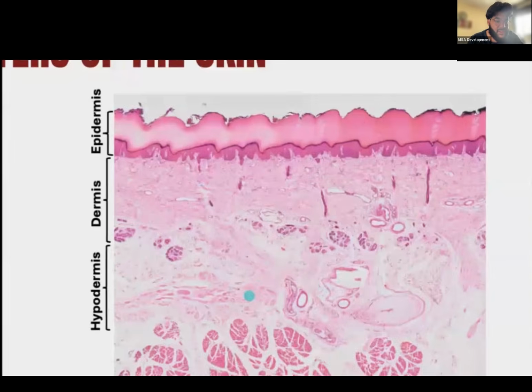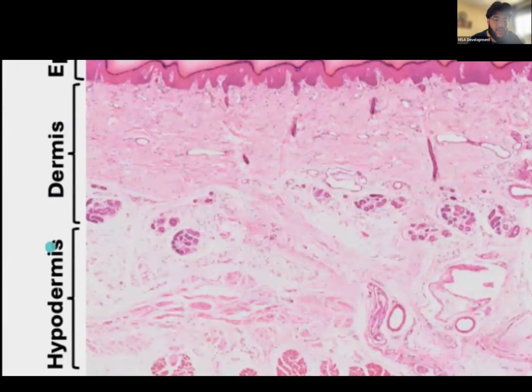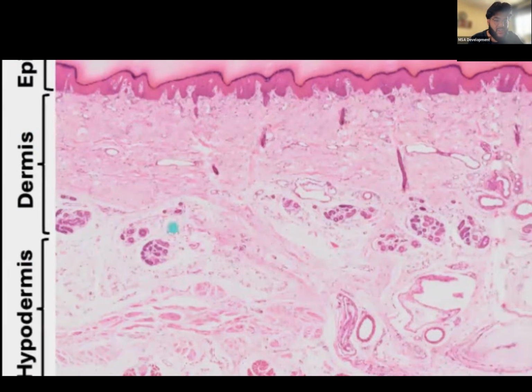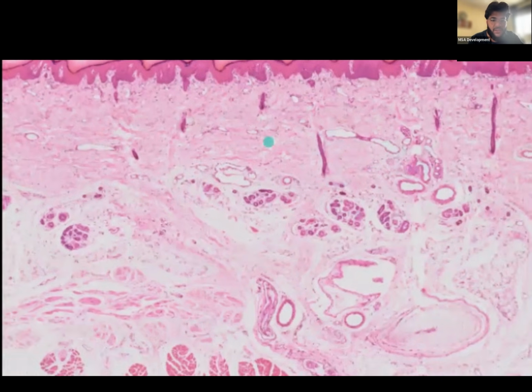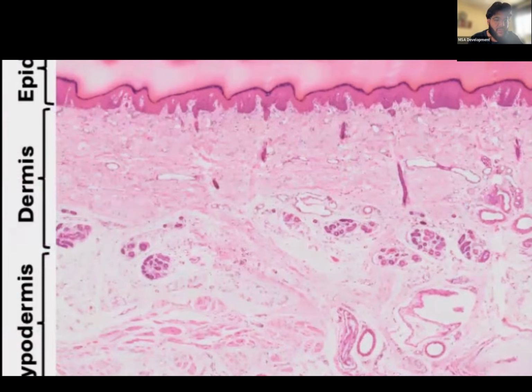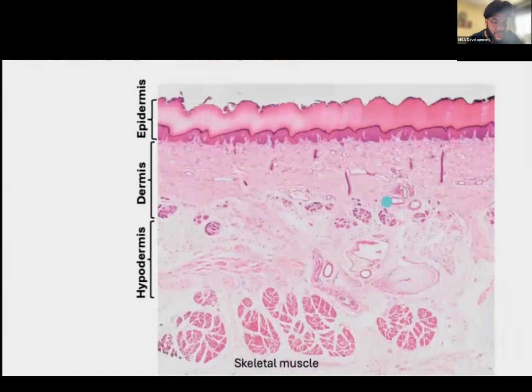So this is our histological section over here. We can see our epidermis is up here. Then we have the dermis and the hypodermis most deep. In the dermis, you can see your sebaceous glands and the glands that we were talking about a little bit ago. Hypodermis, you have mostly fat. Epidermis is avascular, does not have any blood vessels, and it's made up of mostly keratinocytes.